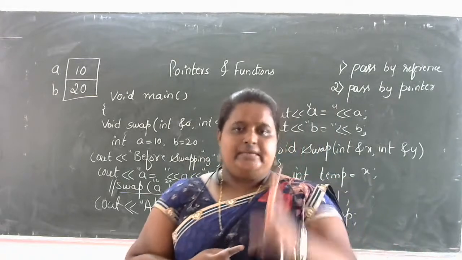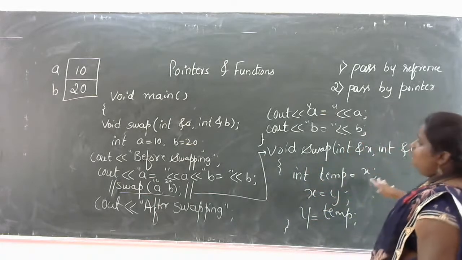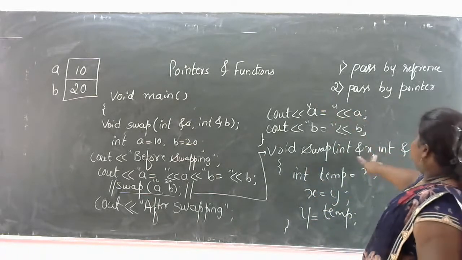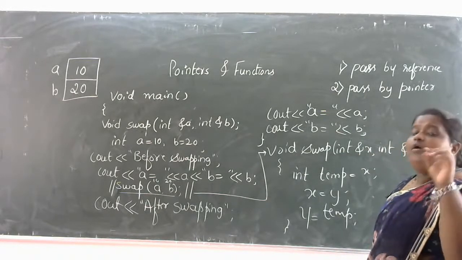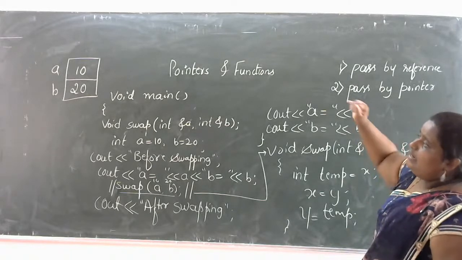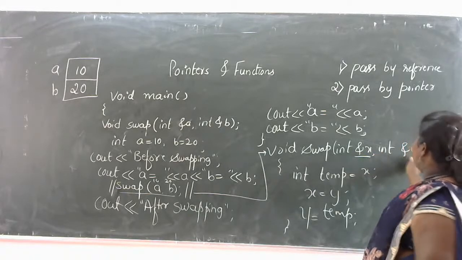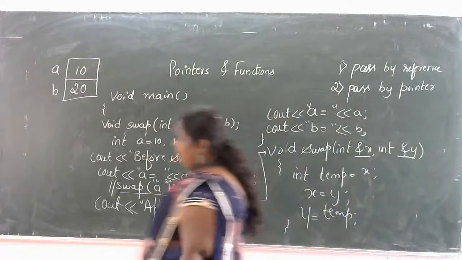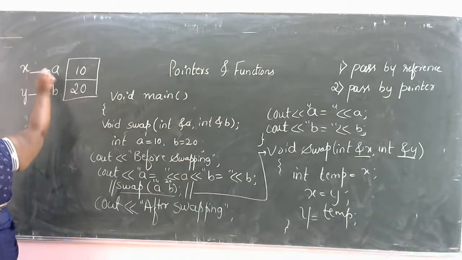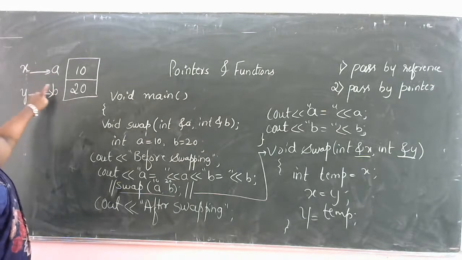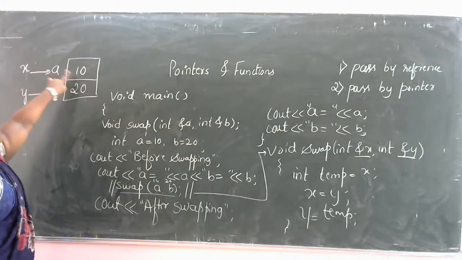One person has two names, right? In the same way, &x and &y are references or alias names for your A and B. These &x and &y are pointing to A and B. This is similar to one person, one memory with two names. One memory with two names.